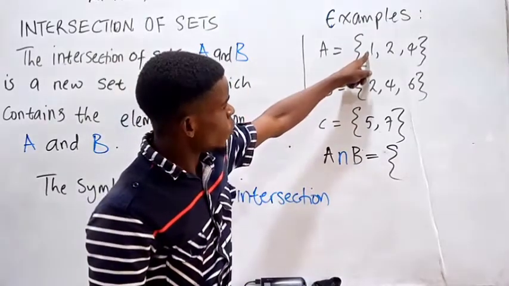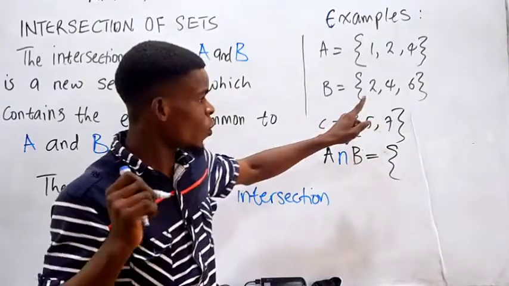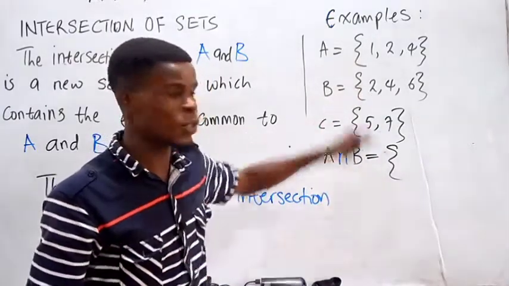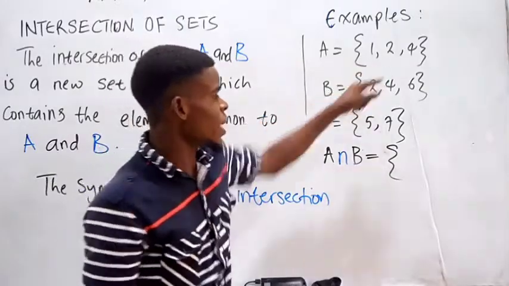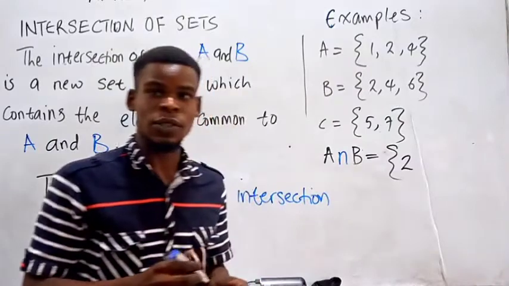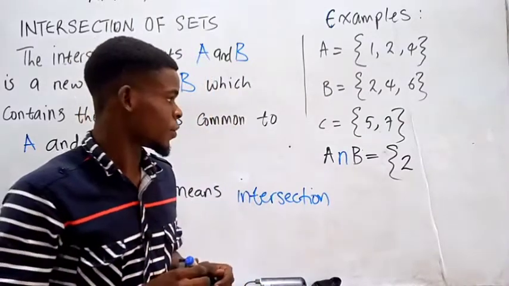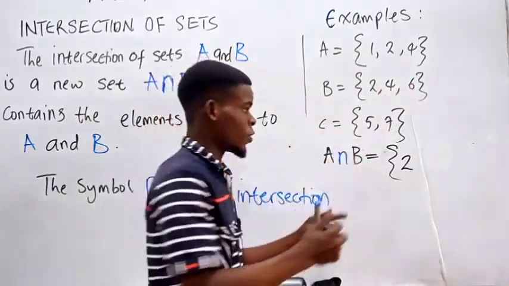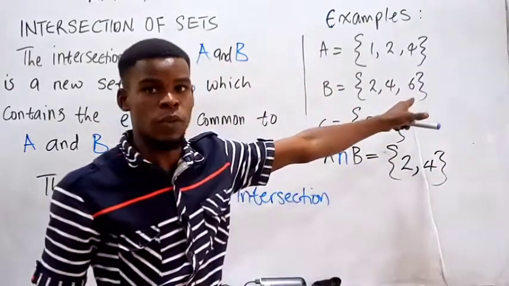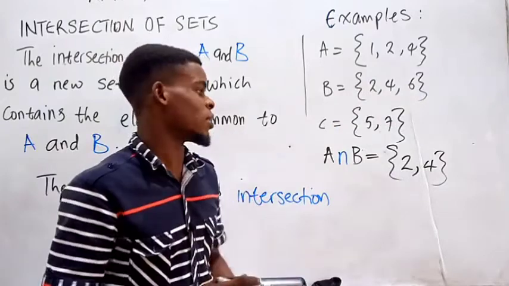So 1 is in A, but 1 is not in B. So 1 will not be an element of A intersection B, because 1 is not common to A and B. 2 is in A and 2 is in B, so 2 will be an element because 2 is found in both sets. The next one is 4, and that is it. There is no 6 in A, so that holds.